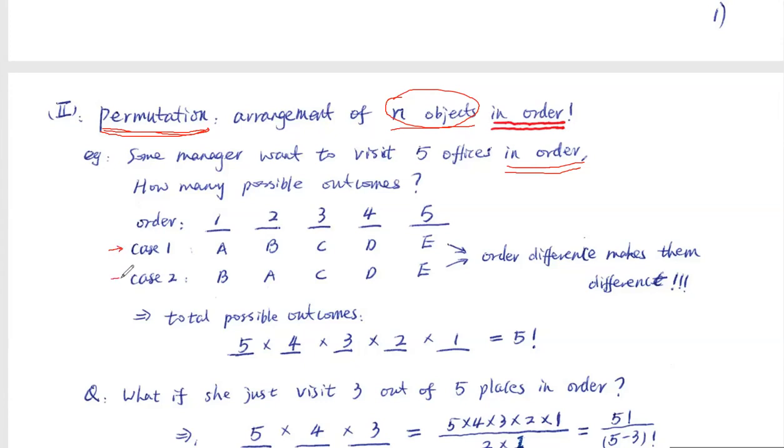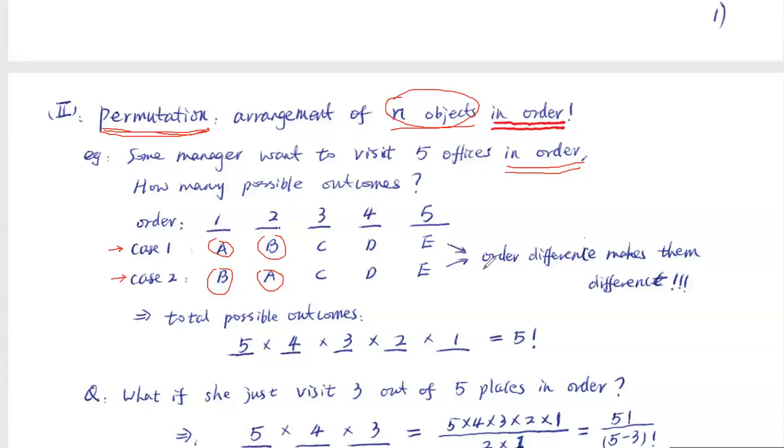Say we have A, B, C, D, E, 5 different offices, right? And the manager wants to visit A first, B second, and so on. That's one outcome, one case. Compare with another case, the manager wants to visit B first and then A. So you see that they switch, right? All the other C, D, E are the same.